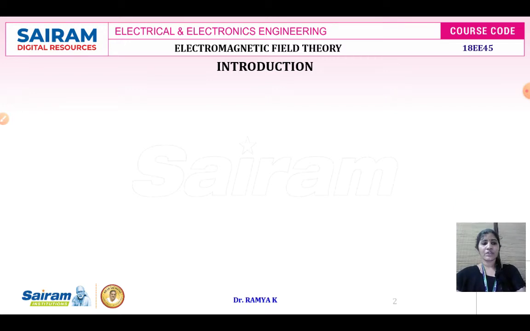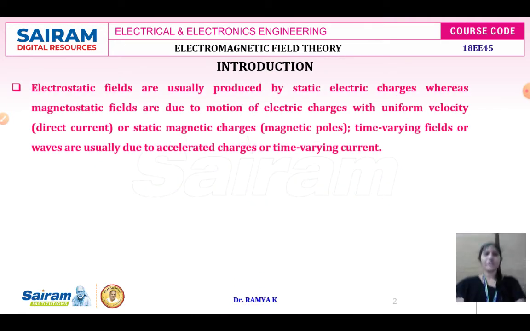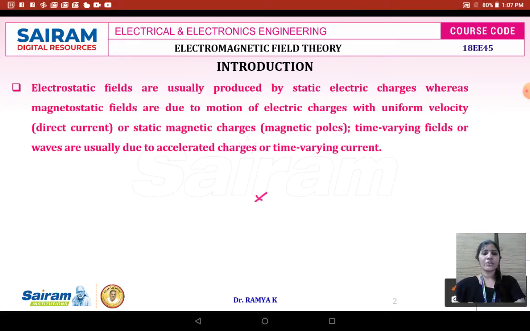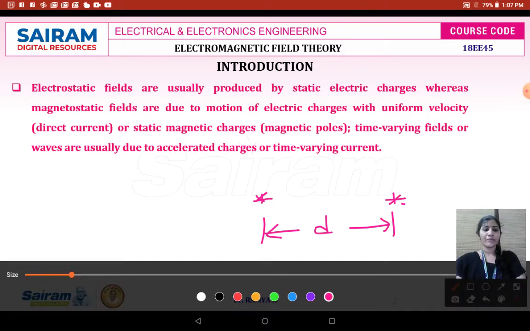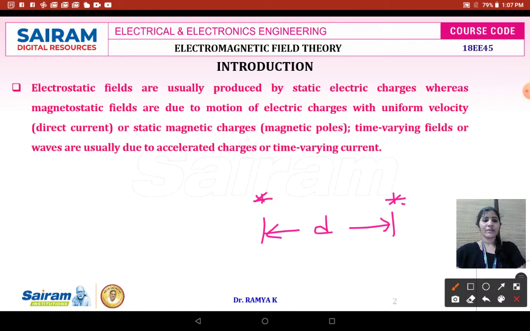First, as a part of the introduction, we'll see what is meant by an electrostatic field. When you have an electric field or a magnetic field, there will be a force exerted. For example, if you consider two charges placed d meter apart, due to the interaction of these two charges, there may be either a force of attraction or a force of repulsion. Like charges repel each other, whereas unlike charges attract each other.